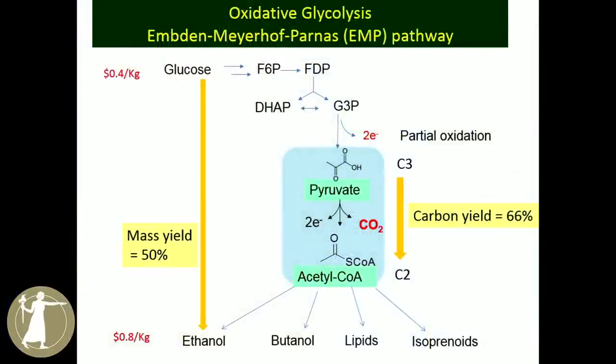As a result, if you try to make ethanol from glucose, you'll need 2 kilos of glucose to make 1 kilo of ethanol. And ethanol price is about 80 cents per kilo, whereas sugar price is about 40 cents per kilo. And you need 2 kilos of sugar to make 1 kilo of ethanol. This is where you appreciate government. So the reason for this low yield is because you lose carbon in a process called glycolysis. You lose one-third of carbon there.